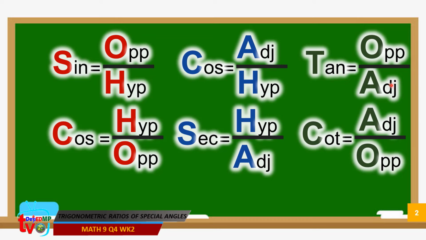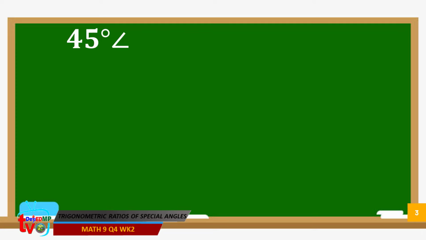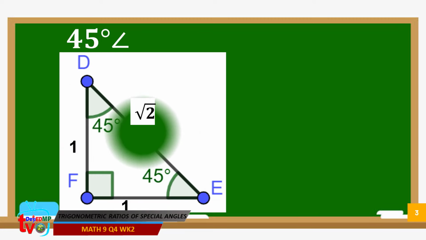Now let us proceed in finding the trigonometric ratios of the special angles, 45 degree, 30 degree, and 60 degree angles. Let us start with the 45 degree angle. Let us go back to our illustration a while ago. Triangle DEF, which is a 45, 45, 90 triangle. So the legs are 1 unit long and the hypotenuse is square root of 2 units.